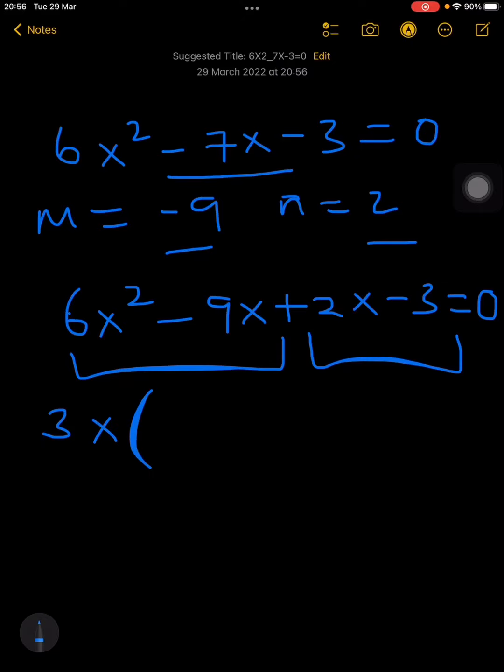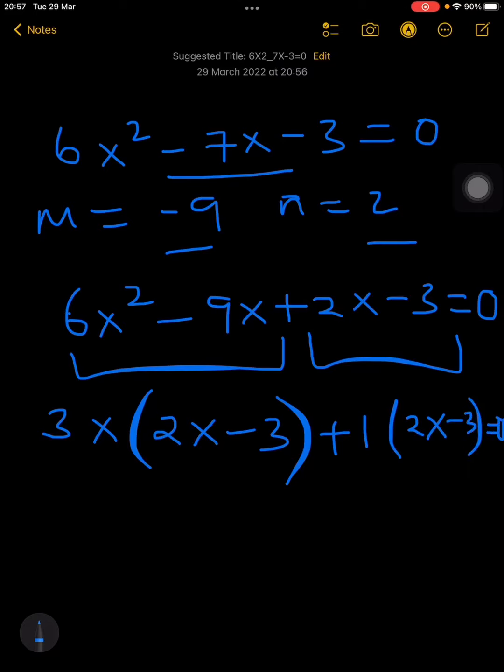And then inside, I'll have 2x minus 3. If I remove the brackets and multiply, I'll still get the 6x squared minus 9x. And the same case happens to this other one. What is common between the two in 2x minus 3? Don't say that there isn't anything which is common, because what is common between the two is 1. Then we'll have 1, and 2x minus 3 is equals to 0.